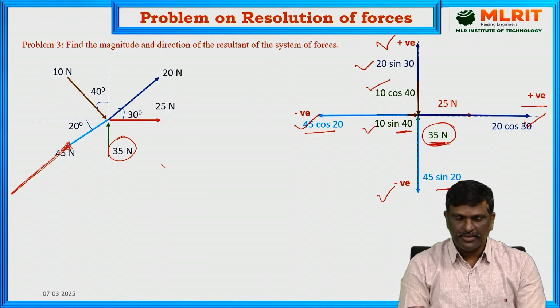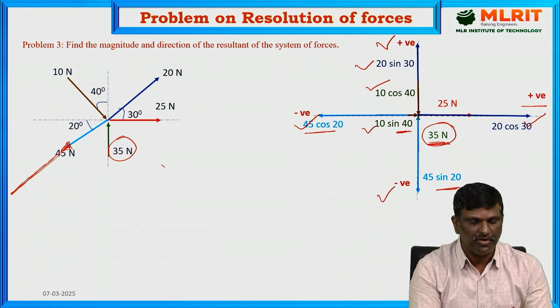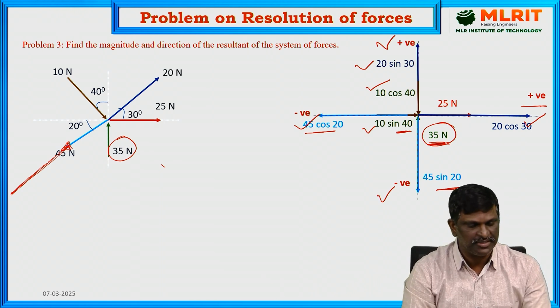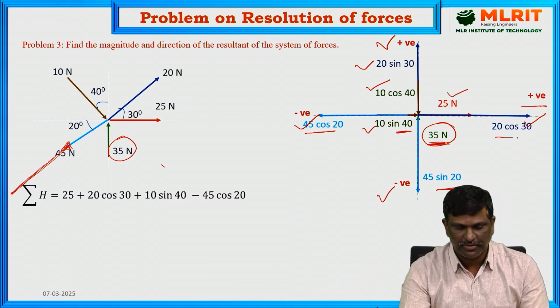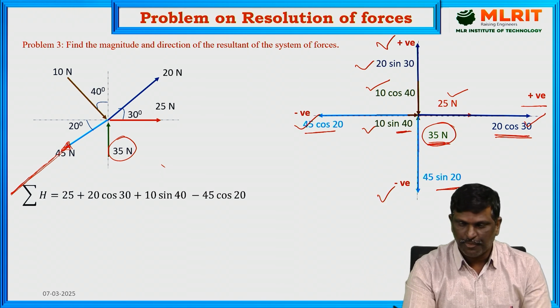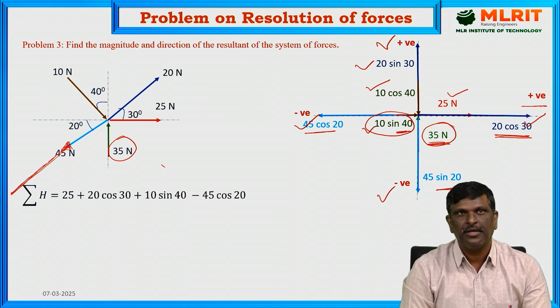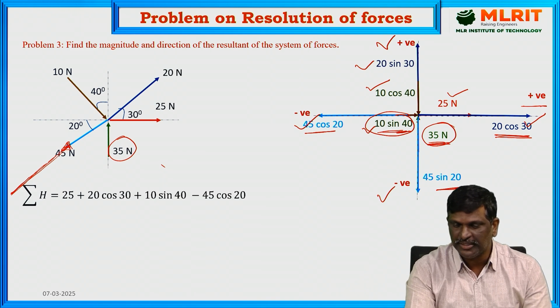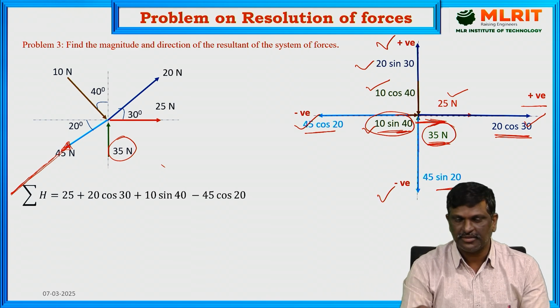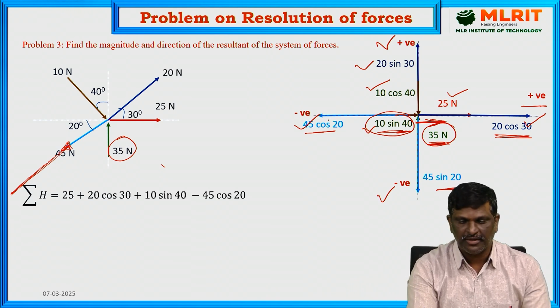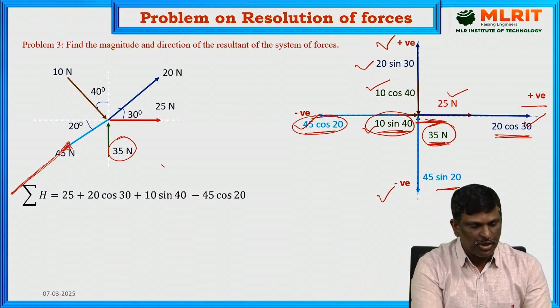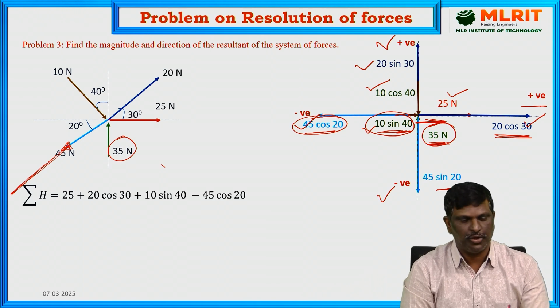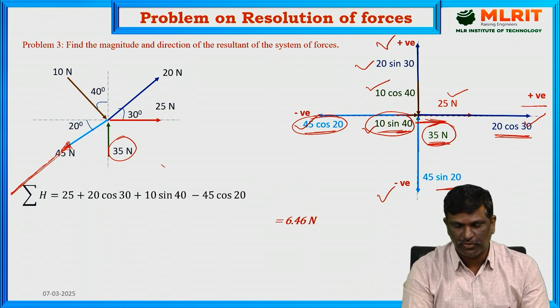Now write the equation, that is algebraic sum of all horizontal components, sigma H. Sigma H is equal to 25 plus 20 cos 30 plus 10 sin 40. This 10 sin 40 is also pointing towards right side. Its effect is towards right side, that's why it is positive. And 45 cos 20 which is acting towards negative direction. Now calculate sum of all horizontal components. Its value is 6.46 newtons.